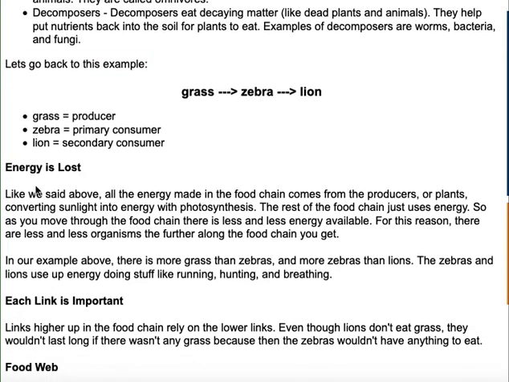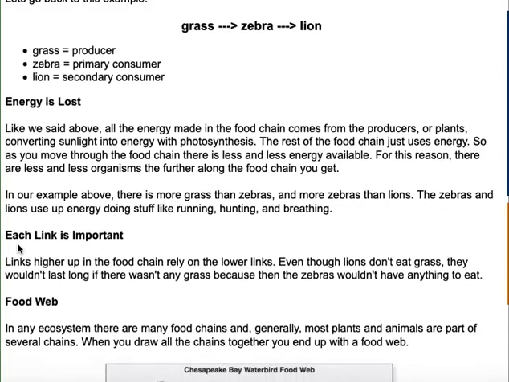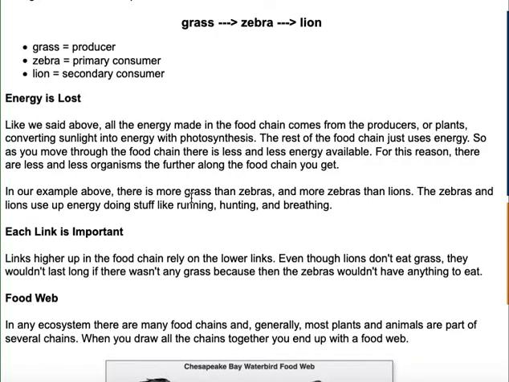Energy is lost. Like we said above, all the energy made in the food chain comes from the producers, or plants, converting sunlight to energy with photosynthesis. The rest of the food chain just uses energy. So as you move through the food chain, there's less and less energy available. For this reason, there are fewer and fewer organisms the further along the food chain you get. In our example above, there is more grass than zebras, more zebras than lions. The zebras and lions use up energy doing stuff like running, hunting, and breathing.